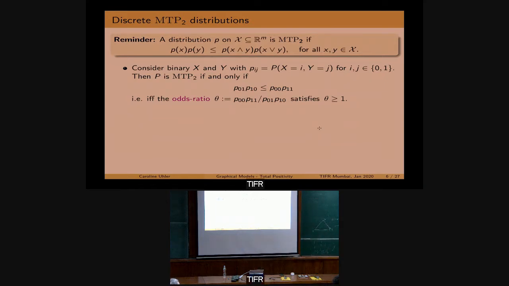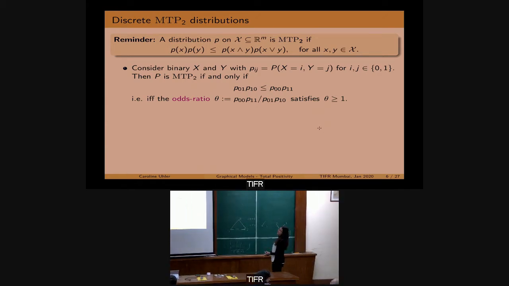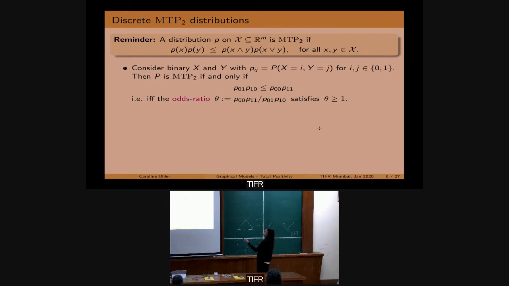So let's just look at what it means to be MTP2 in the discrete setting. Let's just take the binary, two-dimensional binary setting. Here I just wrote down the definition again. So what do I have to do? I have to go through all possibilities of 0s and 1s in the two-dimensional setting, and write out these inequalities here. And you'll easily see that there is only one non-trivial inequality, namely this one here. So the probability of 0, 1 times the probability of 1, 0 has to be smaller or equal to the min of the two, so that's 0, 0, and the max of the two, which is 1, 1.